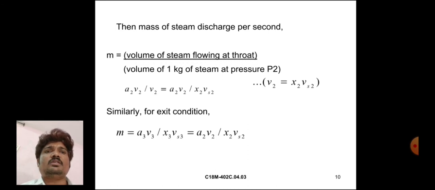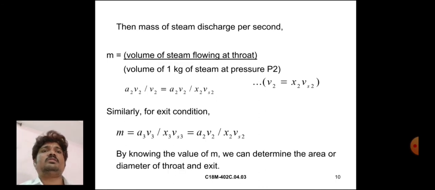Similarly, for exit condition, steam is at exit condition A3, V3, X3, Vs3. And at throat condition, steam is at throat condition A2, V2, X2, Vs2. Similarly for exit condition. By knowing the value of M, we can determine the area or diameter of throat and exit.